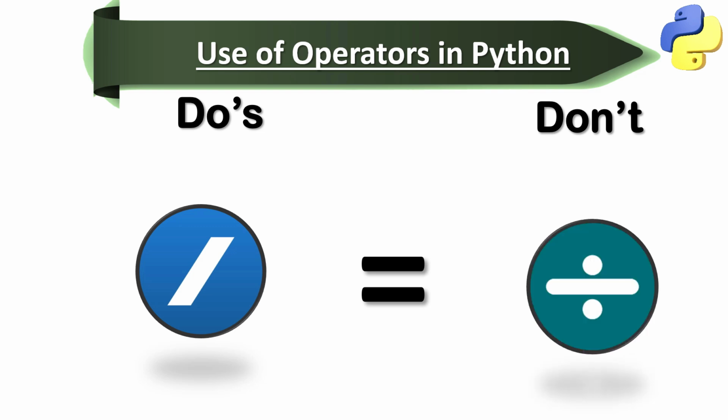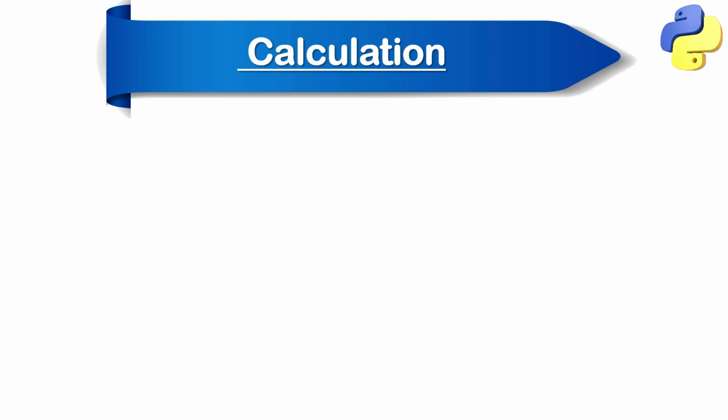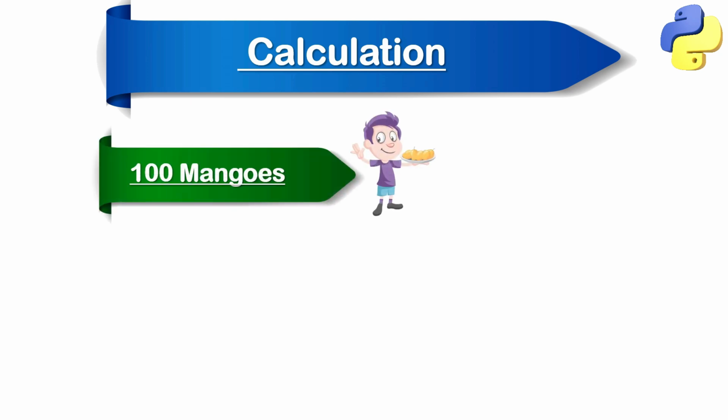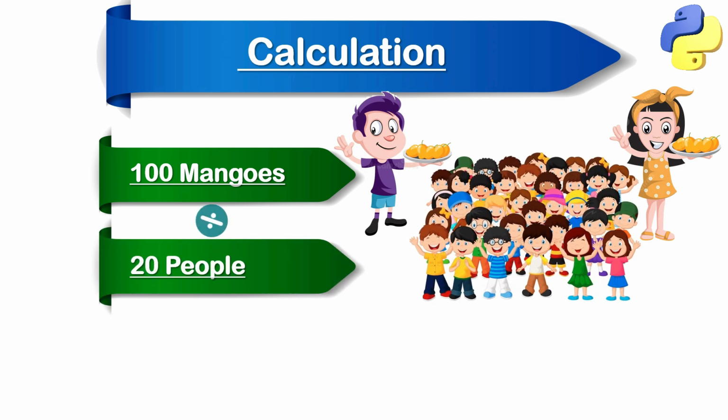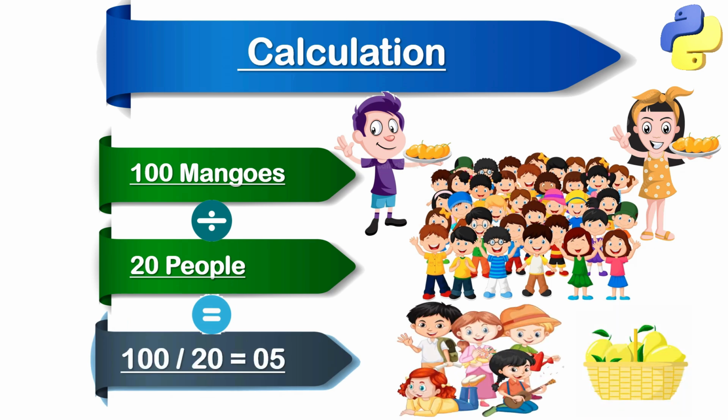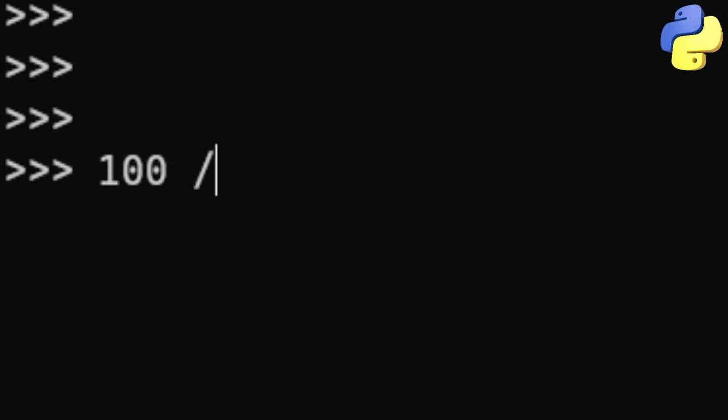For example, if you have 100 mangoes and 20 people, and you want to calculate how many mangoes you could distribute to each, you could divide 100 mangoes by 20 people. So you write it like this, 100 divided by 20. Now in Python you can use the operator like this, 100 slash 20 in the Python shell, and now you will get the output 5.